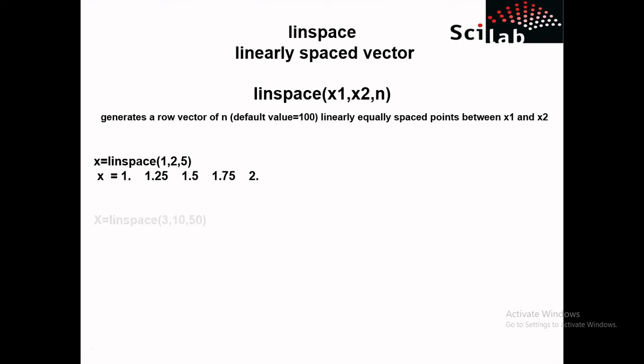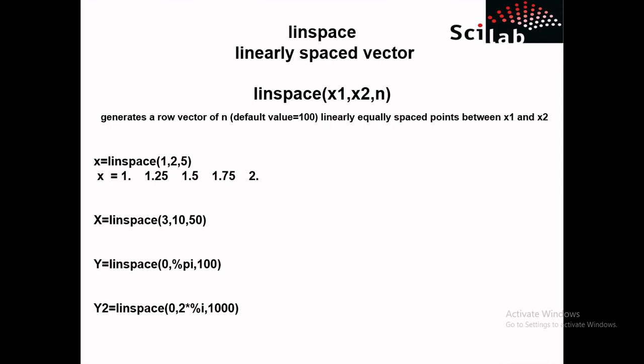Here we simply tell the number of points, and the step size is automatically taken care of. Now if you wish to generate more points, say 50 points between 3 and 10, this is how you can use the linspace function. And to create 100 points between 0 and pi, this is how you can call the linspace function. You can execute these statements and see how the output looks. I am not going to execute it, but you can do it on your own.